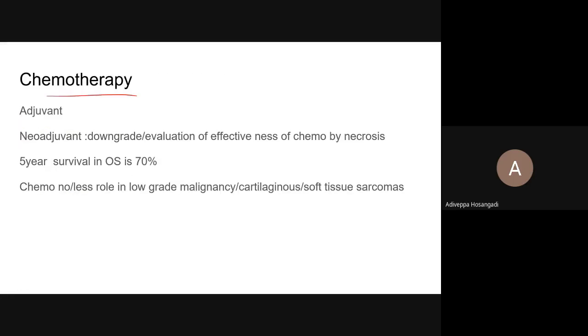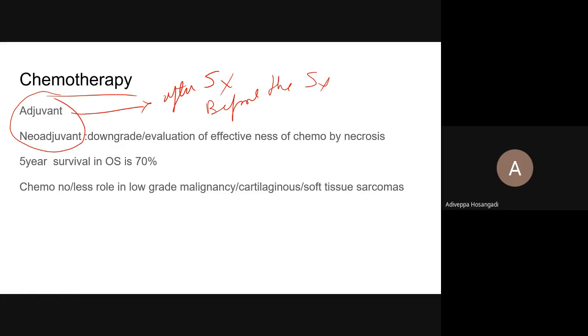So one more modality of management after radiotherapy is chemotherapy. What is chemotherapy? It can be given in two ways: adjuvant or neoadjuvant. Adjuvant is after the surgery. Neoadjuvant is before the surgery. What is the advantage? There are definite advantages of giving chemotherapy before the definitive surgery. So you do a biopsy, take tissue for histopathological examination, and start neoadjuvant chemotherapy. And what are the advantages?